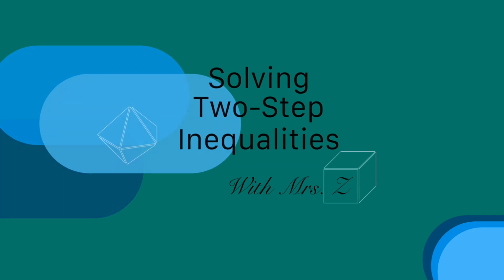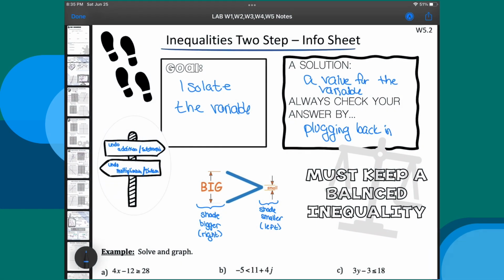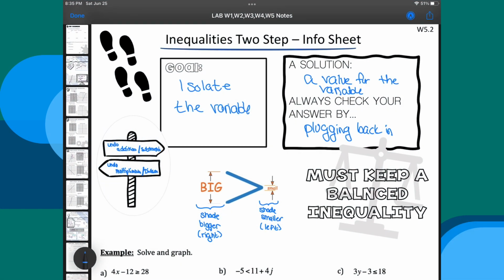Let's solve some two-step inequalities and graph them. Here we're going to solve two-step equations. Our goal is to isolate the variable, whether that's an x or an m. We want to make sure we get it alone.